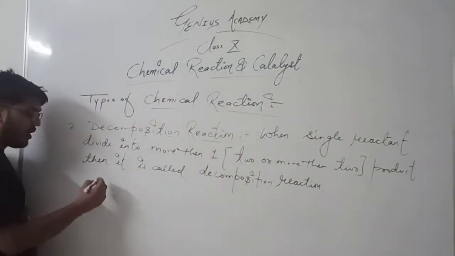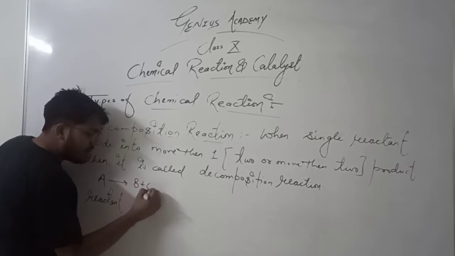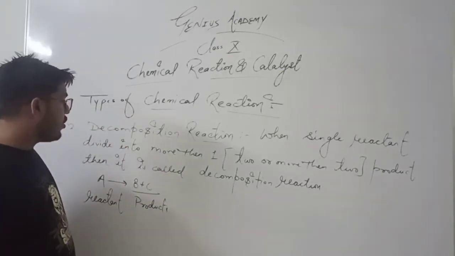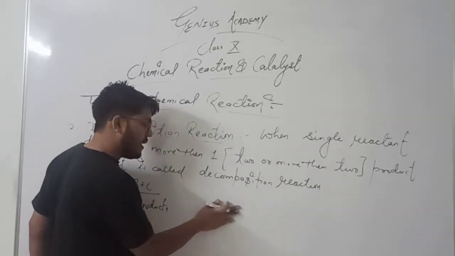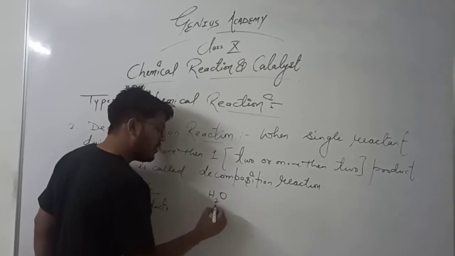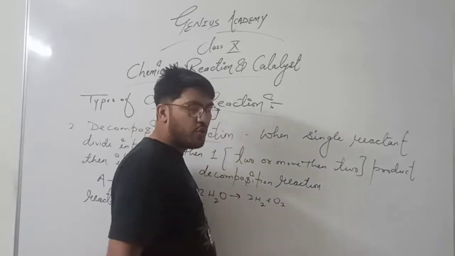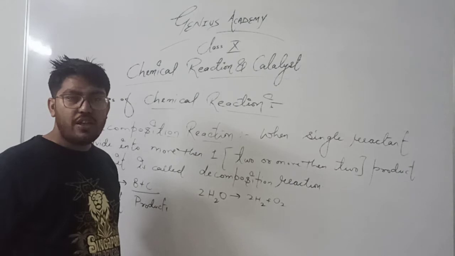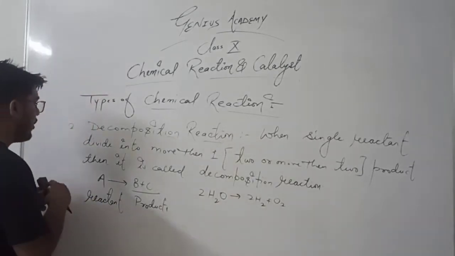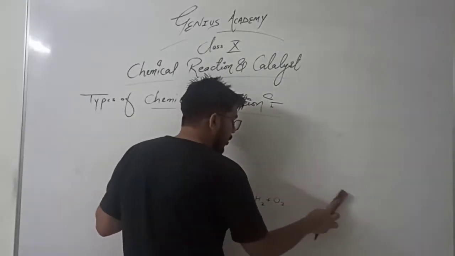Let us assume A is a reactant and it is divided into two parts, B plus C. These are products. So it is known as decomposition reaction. As an example, I will take 2H2O divided into 2H2 plus O2. 2H2O is a reactant and 2H2 plus O2 are products. So it is known as decomposition reaction. There are three different methods to do decomposition. We take its types, how decomposition reaction is done. It is done in three ways.